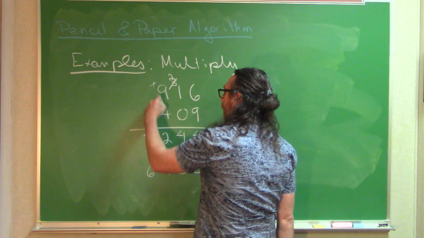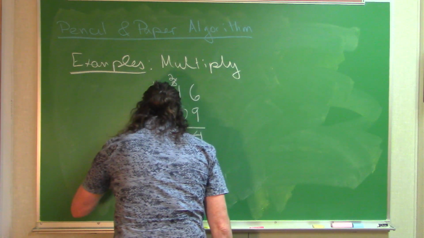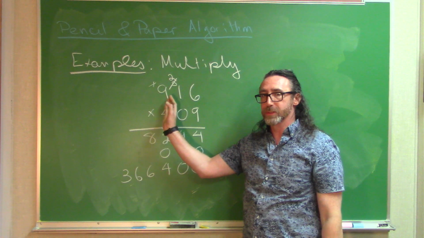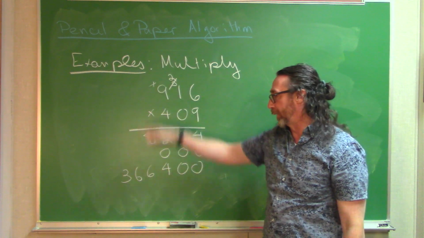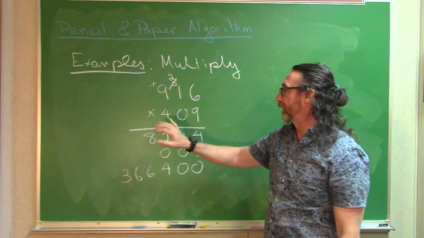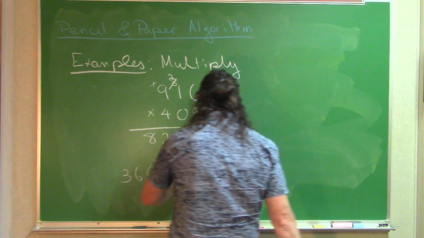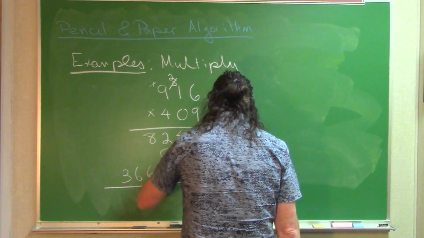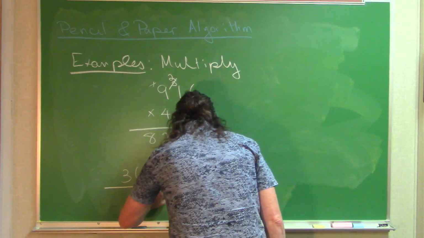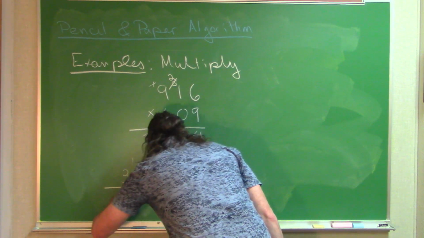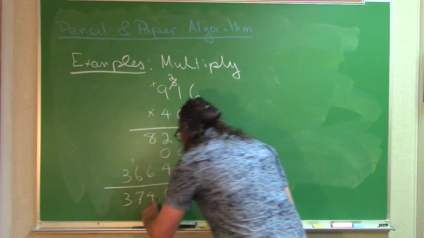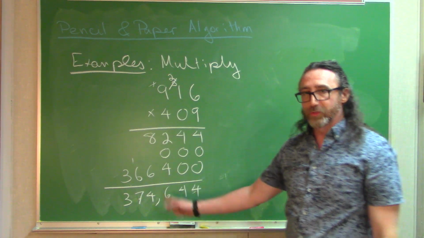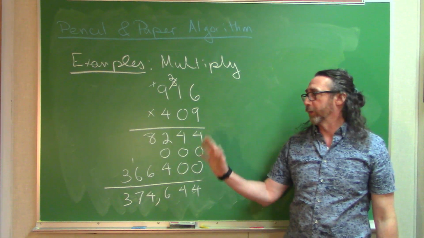And finally, 4 times 9 is 36. Remember that 1, that was a holdover from before when we were doing 9 times 9, and then we were adding the 1 up here. That doesn't affect the 4. And now, once again, we're adding these. We got 4, 4, 6, 14, carry a 1. So 374,644 for this product.